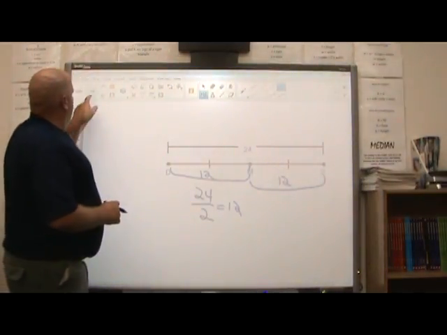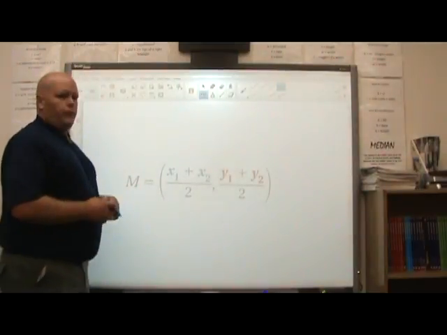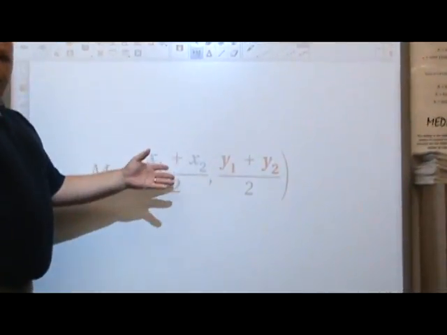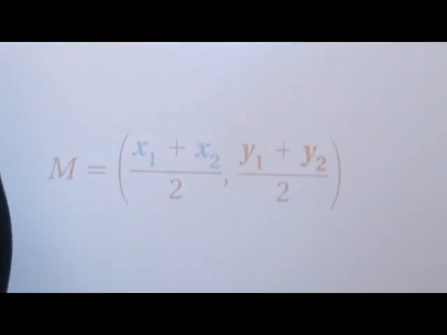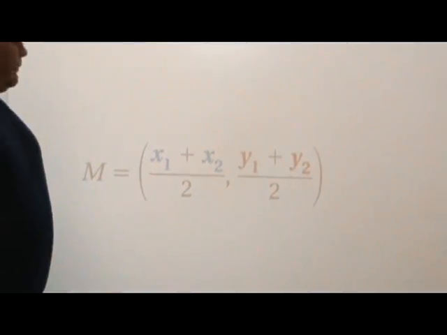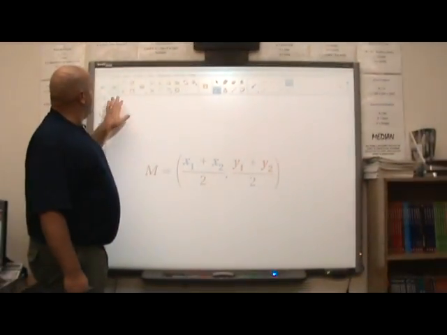Okay. Now, as we continue on, we see we have a formula. You're going to see this on the task formula sheet, of course: x1 plus x2 divided by 2, same with the y coordinate, y1 plus y2 divided by 2. This is our formula. We're going to put that to work right now.